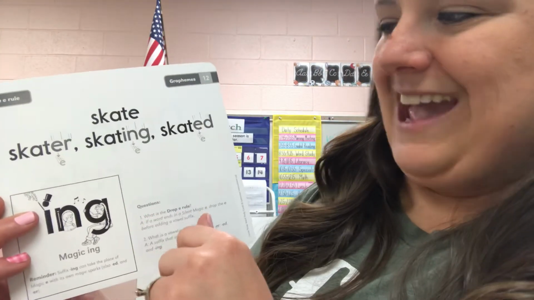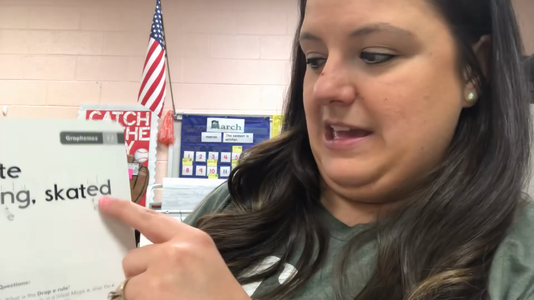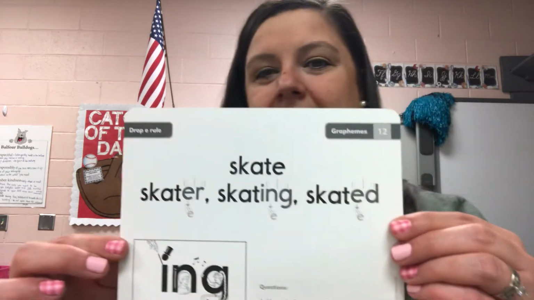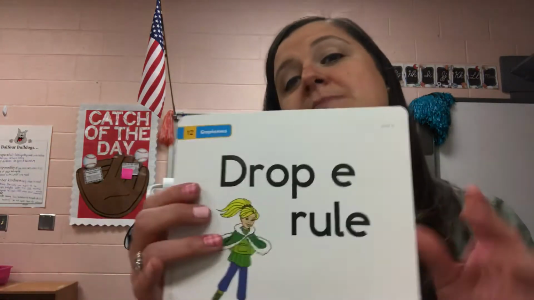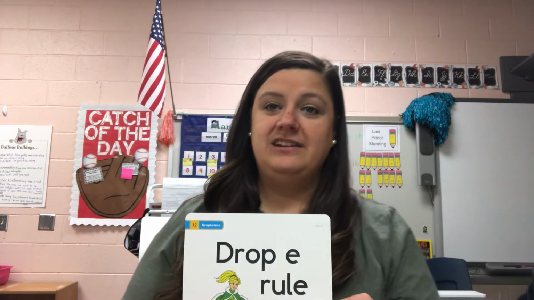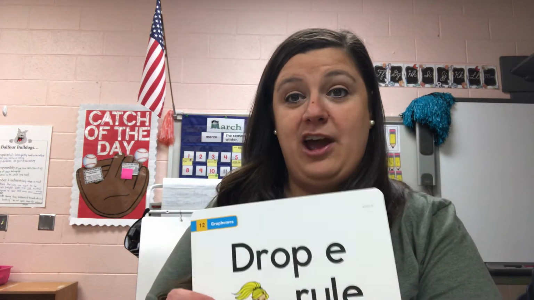For skate, we would just add ER to make skater. For skating, you drop the E and add ing. And skated, you drop the E and add ed. So again, you won't be adding ER, ing, or ed this week, but you might have to drop your E following the drop E rule to add your shun. T-I-O-N, I-O-N, A-T-I-O-N, or I-T-I-O-N.